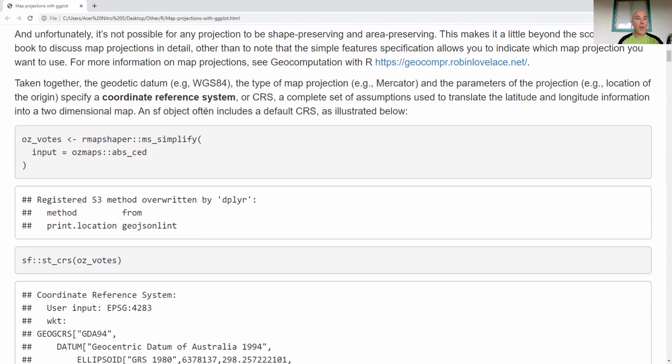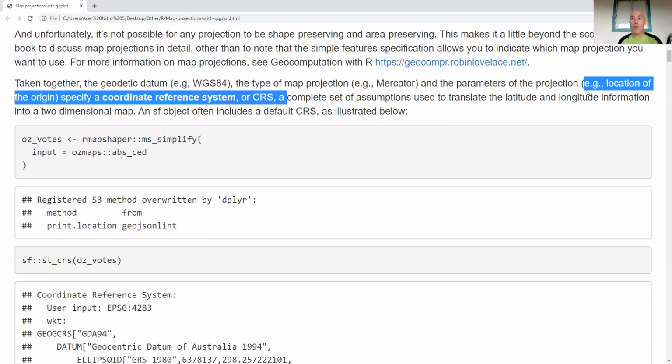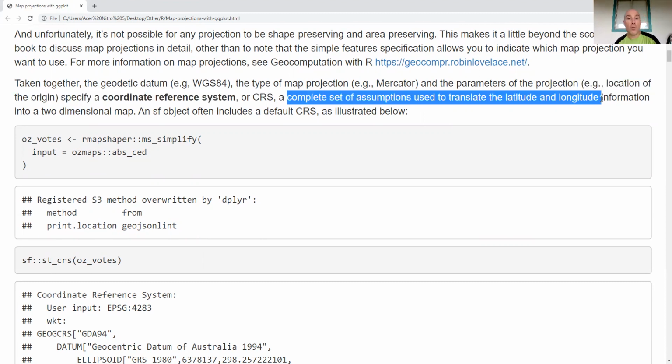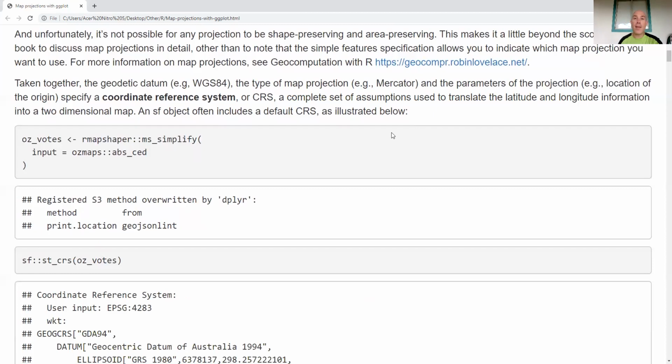All right, so we have something called a coordinate reference system. This is a complete set of assumptions used to translate the latitude and longitude into our two-dimensional map. Let's go ahead and look at some examples. I'm going to use the ozmaps package in R to grab a map of Australia. This is from the Australian Bureau of Statistics, and I'm just going to grab the voting regions for Australia.